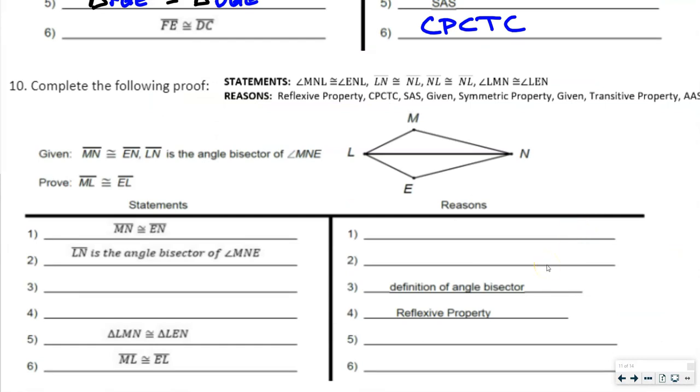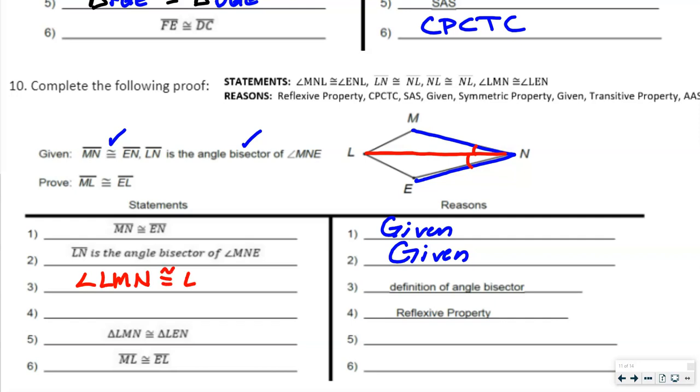All right, so here's our next one. MN and EN, it says right here is given, right? Then it says LN is an angle bisector of MNE. So this is another piece of given information, right? Here again. So then it says definition of an angle bisector. So it's telling us that this angle right here is bisected by LN. So what does that mean? Doesn't that mean that these 2 angles are congruent? It does. So we're going to say angle LMN is congruent to angle LEN. So we just used that right there, right? And we did use our 2 givens again.